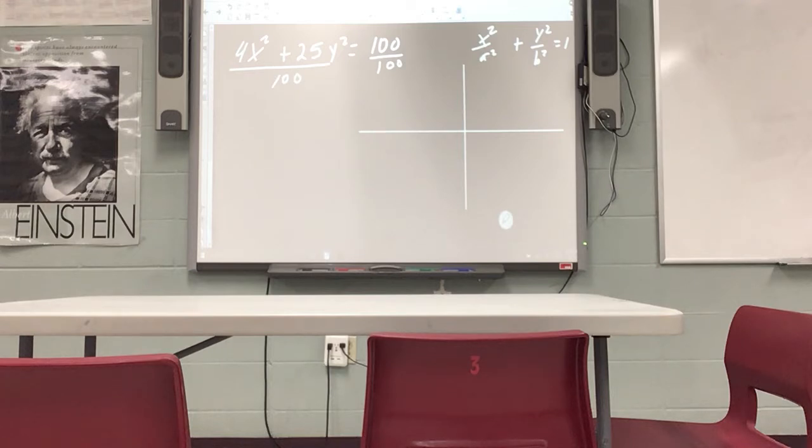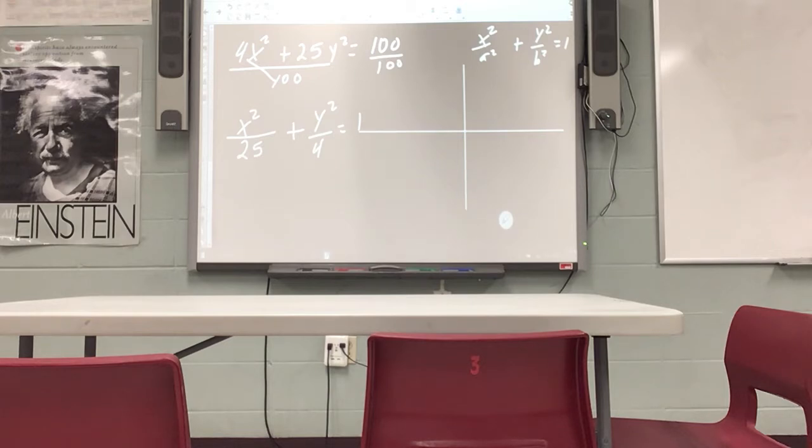Okay, but that's still going to give us friendly numbers, because what does 4 over 100 reduce to? 1/25. So we have x squared over 25, right? Plus, what does 25 over 100 reduce to? 1/4. So y squared over 4 equals 1. Okay, so now that looks like the parent form, right?